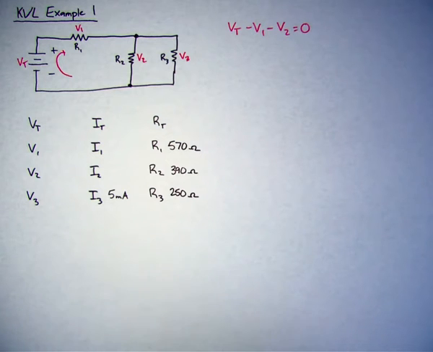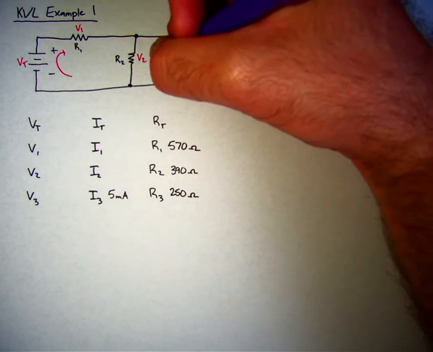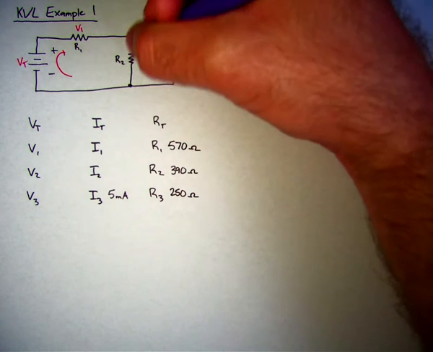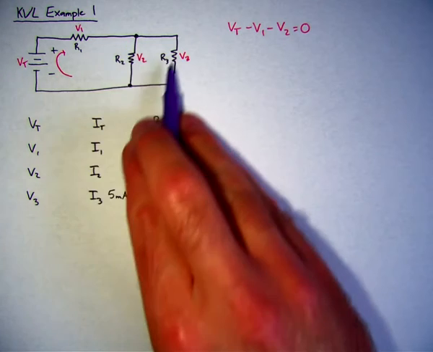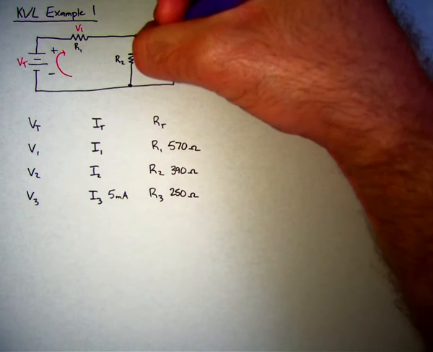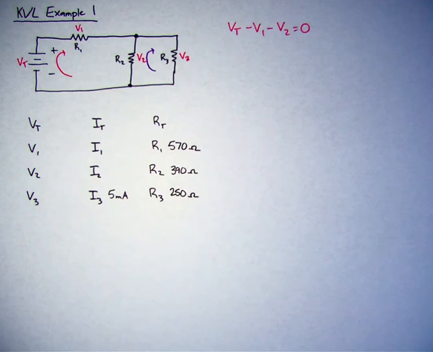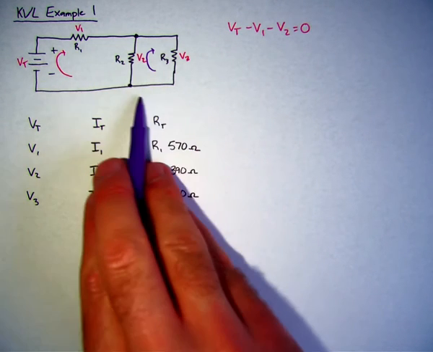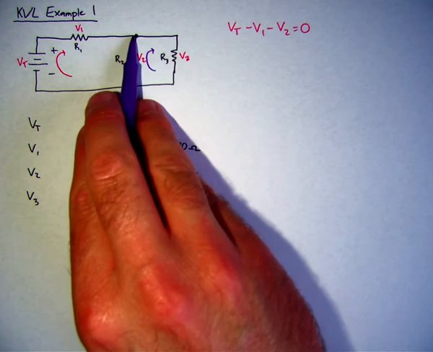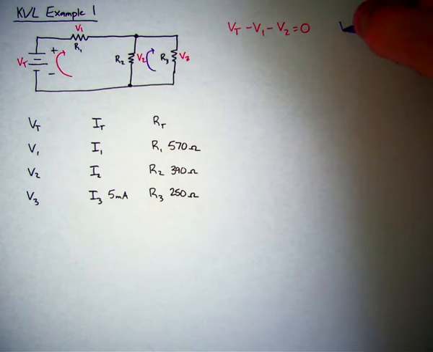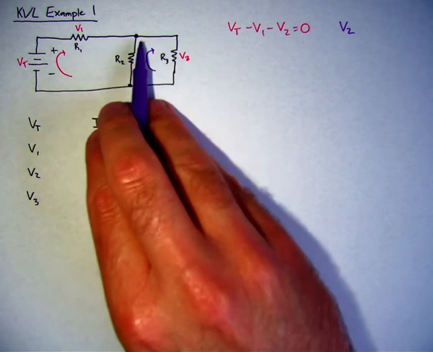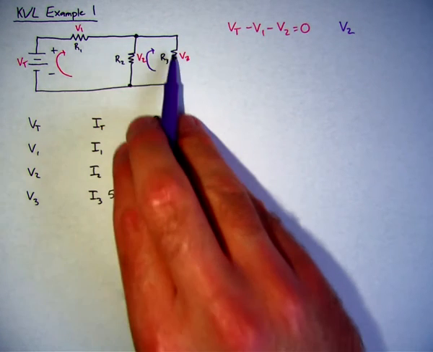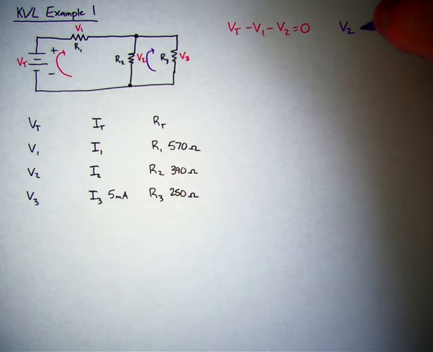If I create another loop here, which is important, I can create this loop over here just on the right-hand side, just these two resistors, R2 and R3. I'll define that clockwise as well. And if this is clockwise, V2, going in the direction that we're defining it, from this node to this node, is gaining potential. So V2 is positive. V3 is going to be negative. It's going to be losing potential. So it's going to go down. So minus V3, that equals 0.